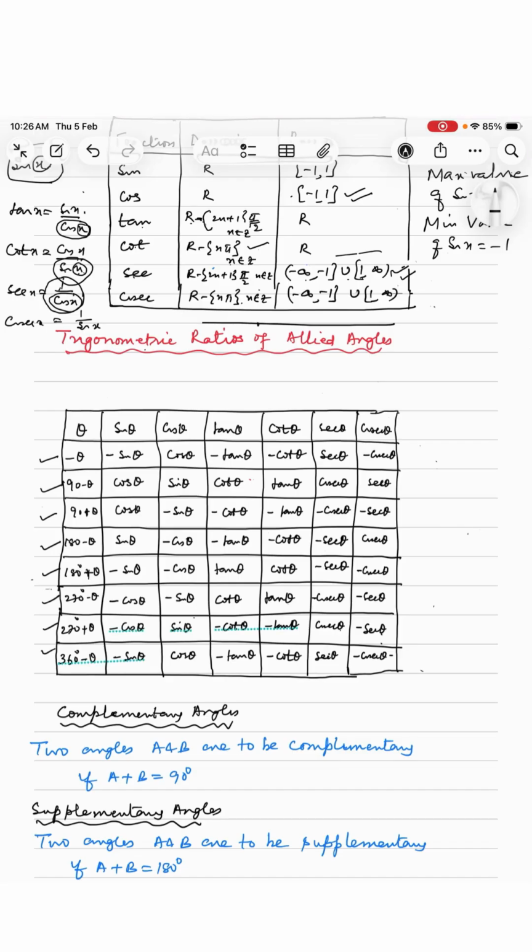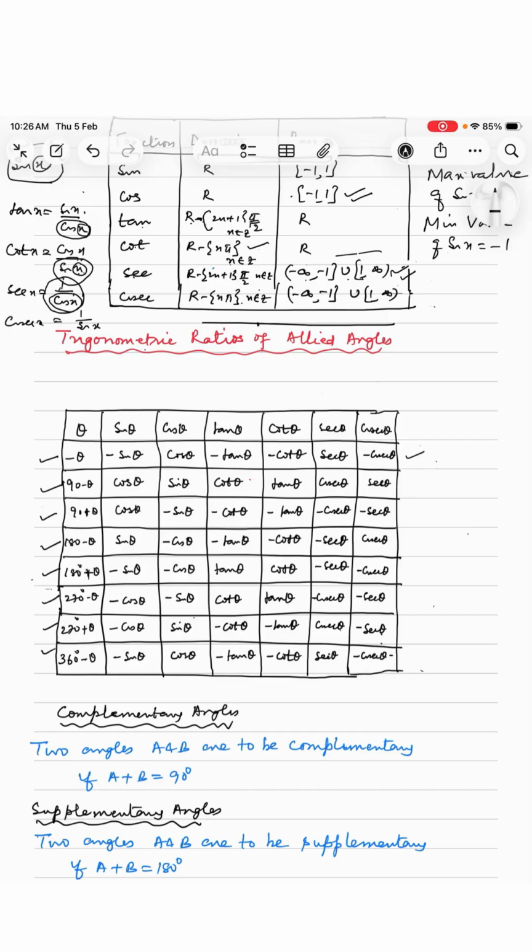So for example, sine of minus theta, remember it is minus sine theta. Cos of minus theta is cos theta. Tan of minus theta is minus tan theta. Cot of minus theta is minus cot theta. Secant of minus theta is secant theta. Cosecant of minus theta is minus cosecant theta.